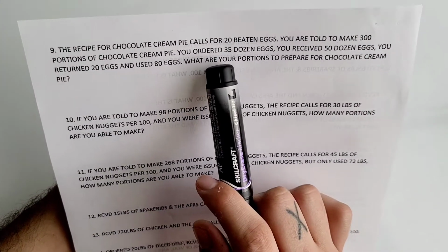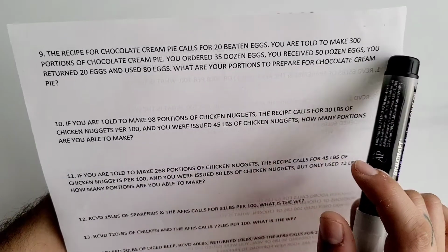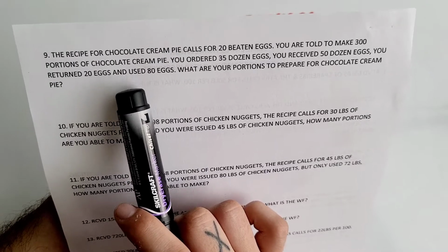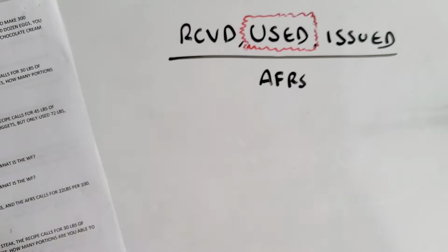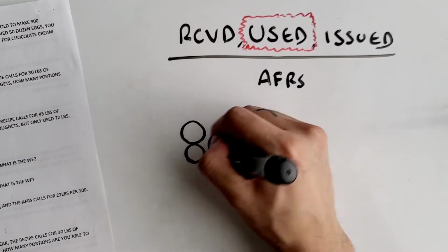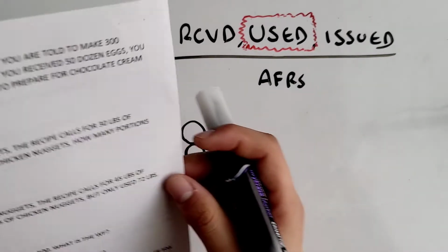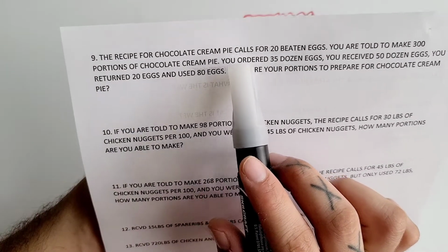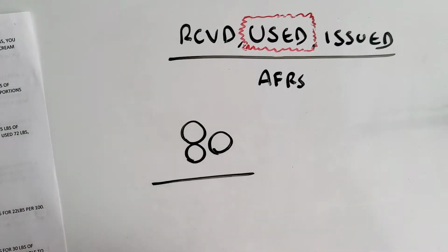So it says you ordered 30 dozen eggs. You received 50 dozen eggs. You returned 20 eggs, but you only used 80 eggs. So that's the number that we need because that's how much we actually used. So that number is going to go on top. And we divide it by our AFRS, what our recipe card calls for. And it says the recipe for chocolate cream pie calls for 20 beaten eggs. So that number is going to go on the bottom.